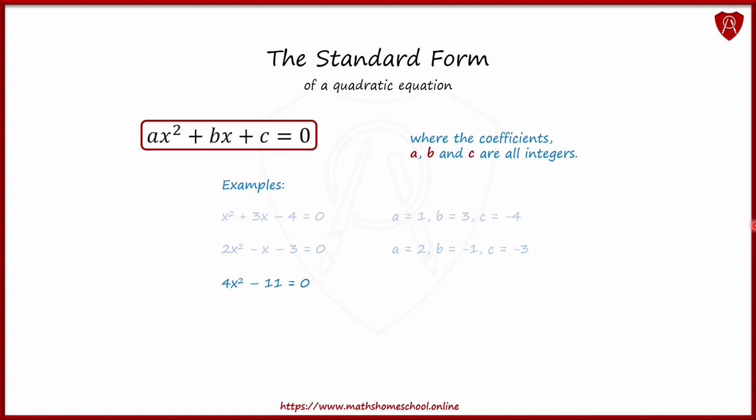Your turn now. List the coefficients in this next one. Feel free to pause the video if need be. A is equal to 4, b is equal to 0, and c is equal to -11. When a coefficient is 0, that term disappears. There is no need to write 0x, for example, in this case. One more example. A is equal to -3, b is equal to 1, and c is equal to 0. In the standard form, a is called the leading coefficient, and it should never be equal to 0, because without the x squared term, we have no quadratic equation.